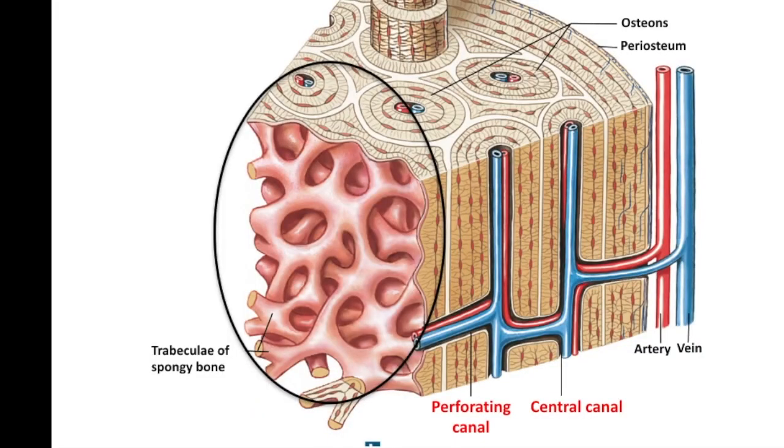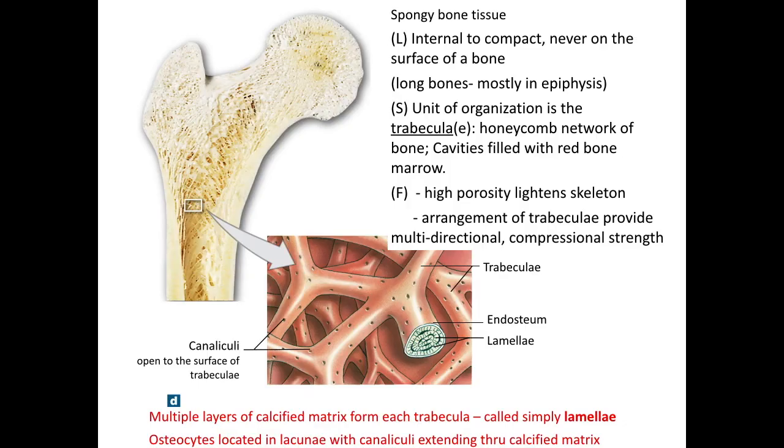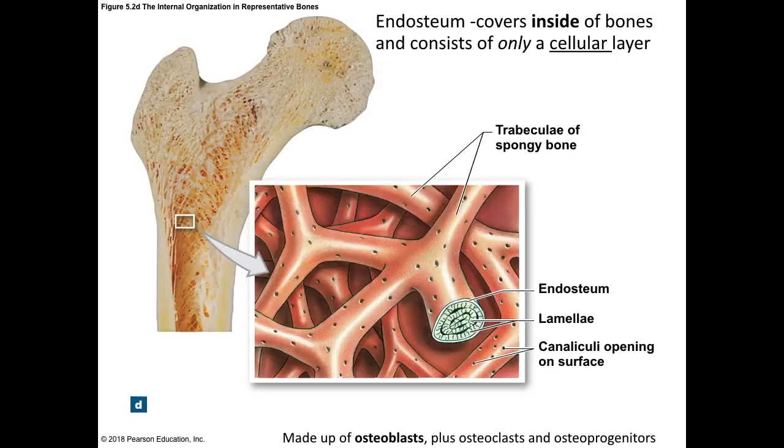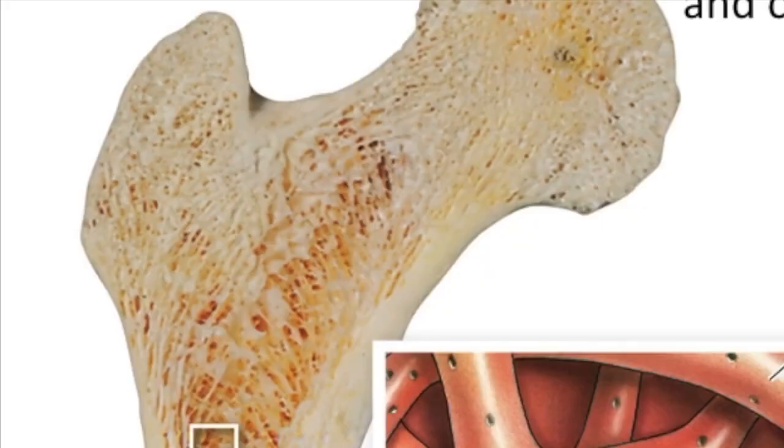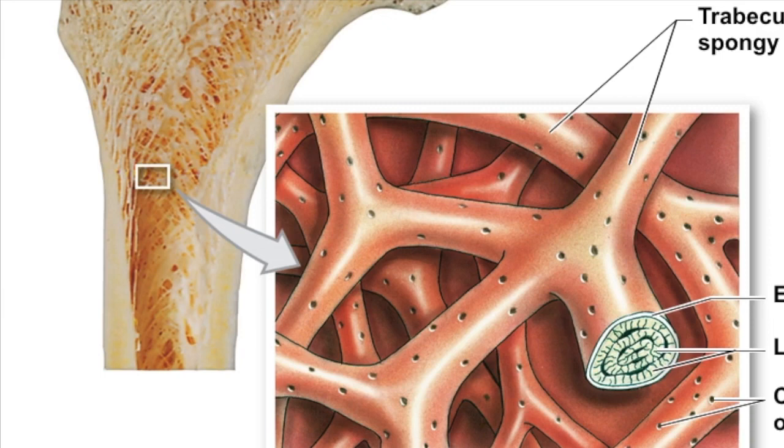But internally, the bone takes on a different form, which is going to provide a lot of strength, but is also very lightweight. This is the spongy bone, and the arrangement is less complex than that of the compact bone. The unit of organization here is called the trabecula, and it looks kind of like a jungle gym. In long bones, this is mostly in the epiphysis, where the spongy bone is filled with red bone marrow, which is the tissue responsible for making new blood cells. This highly porous tissue gives multi-directional compressional strength, but it's also very lightweight.